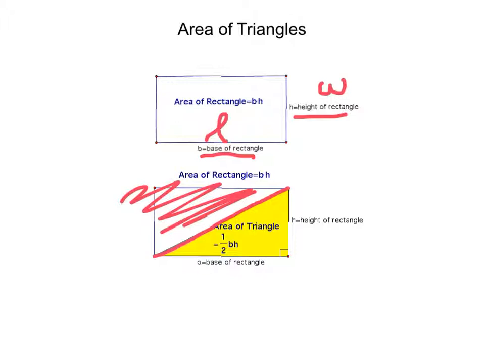If I take a typical parallelogram that has obtuse and acute angles like this, the area would be base times height. But if I cut that in half, let's say I drew a diagonal line like this, I would have a triangle, wouldn't I? And the area of that triangle would be the base times the height times 1/2, just like with the rectangle. So all triangles are actually half of a parallelogram.